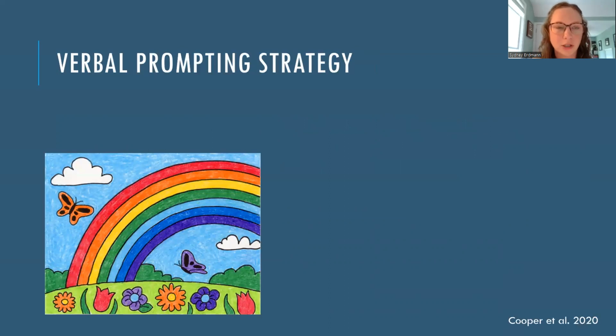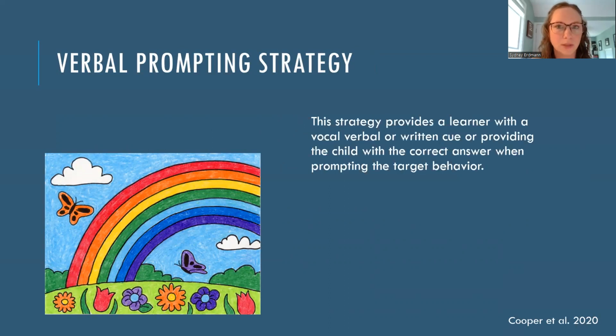The next prompting strategy is a verbal prompt. This strategy provides the learner with a vocal, verbal or written cue, or provides the child with a correct answer when prompting the target behavior. The example I'm going to use today is asking the client what color while simultaneously holding up a color card.